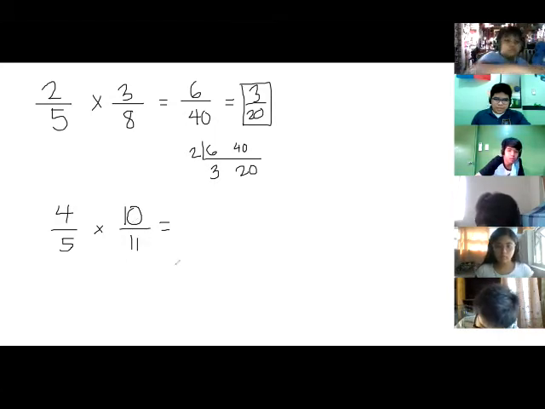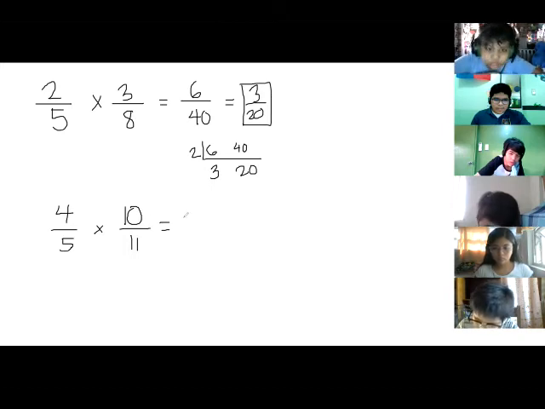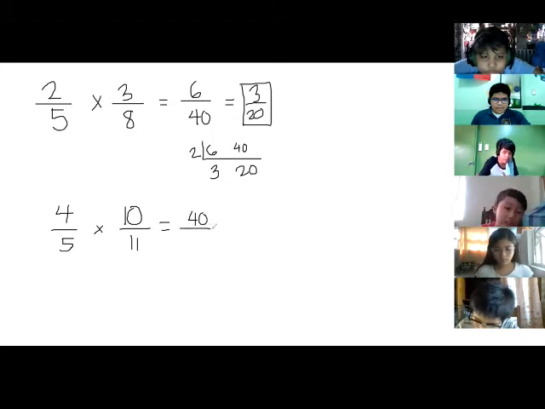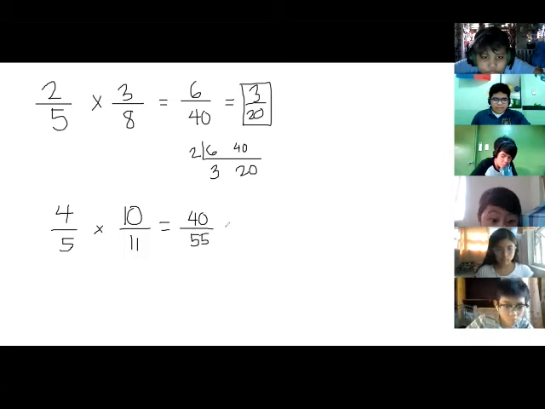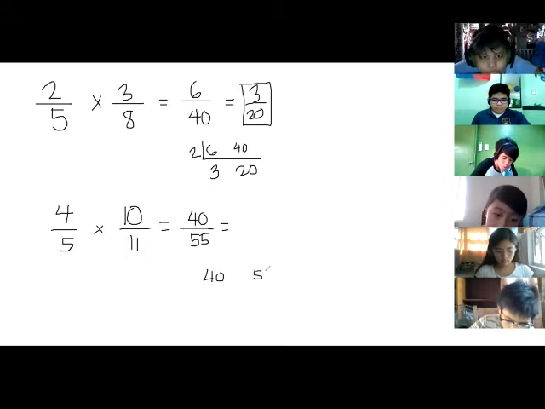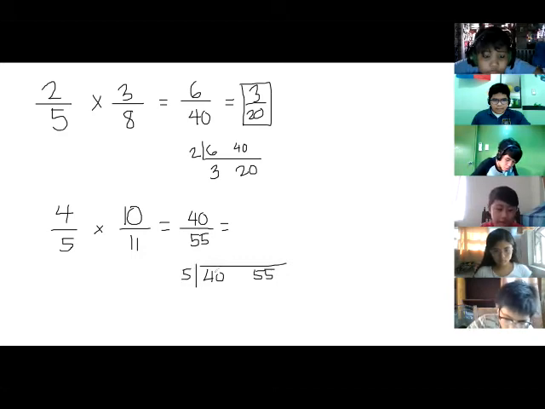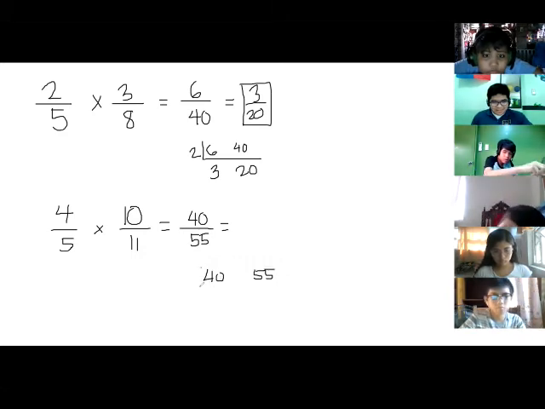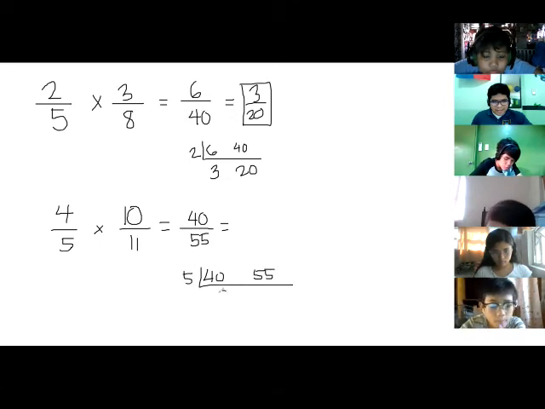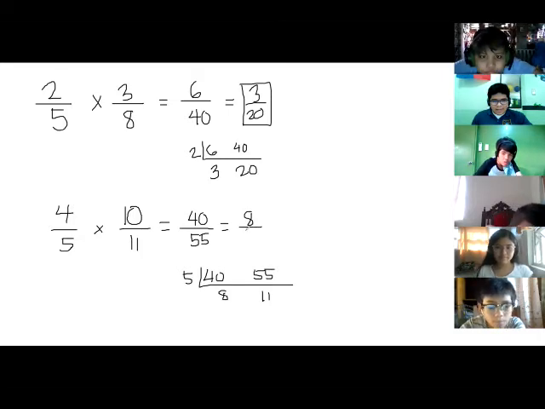Okay. So let's do this. 4 times 10 ay 40. 5 times 11 ay 55. Pareho sila, pwede mong i-divide sa 5. So let's do that. This is 8. Baliktad. Ladder method pala. This is 8 and this is 11. Tapos na. So that is 8 over 11. Okay, good job. Good job.